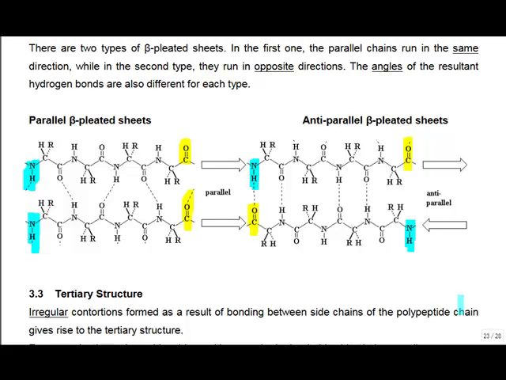This concludes our second video, and in the next video we are going to look at the tertiary as well as the quaternary structure of protein.